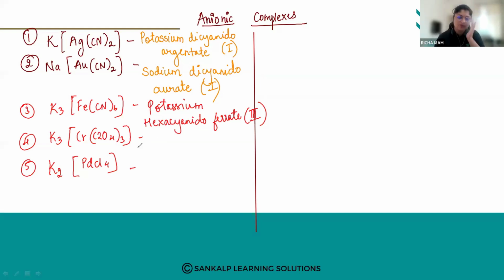No, it is not there. So what is the name? C2O4 is oxalato. C2O4 2 minus, right? So this is oxalato. Oxalate, so that is oxalato. So now try. Again, what will the name be? Potassium.